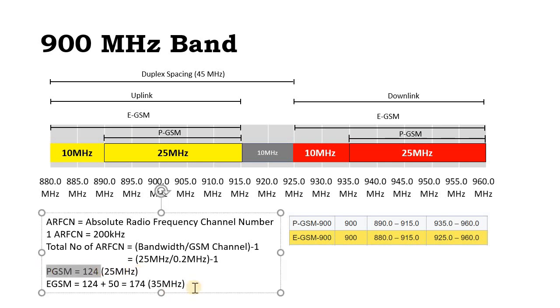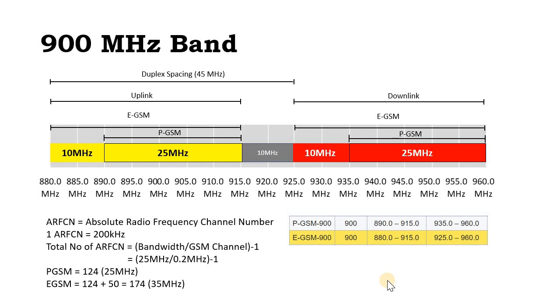25 MHz divided by 0.2, or 200 kHz, minus 1, and we get 124 ARFCN. So these are channel 1, channel 2, channel 3, channel 4, up to 124. If we use EGSM, we just add 50, which is 10 MHz divided by 0.2 MHz. So 124 plus 50 additional ARFCN equals 174 ARFCN for the 35 MHz under the 900 MHz band.